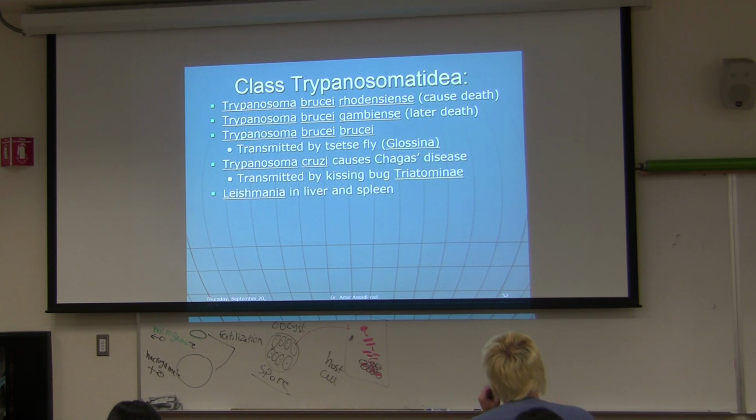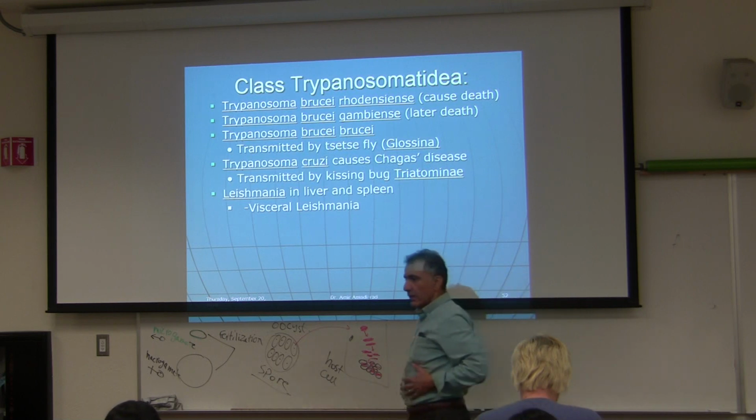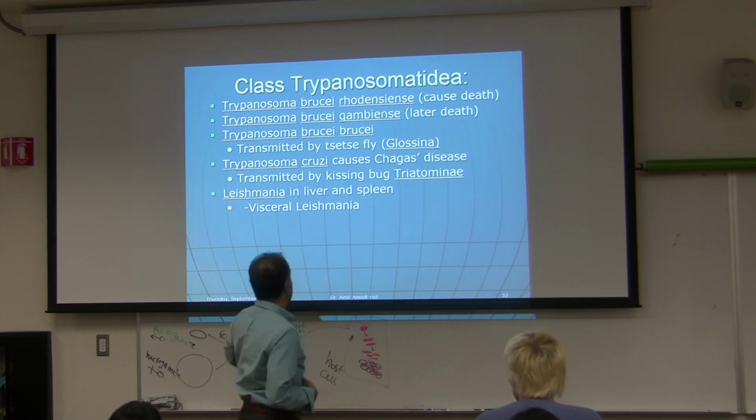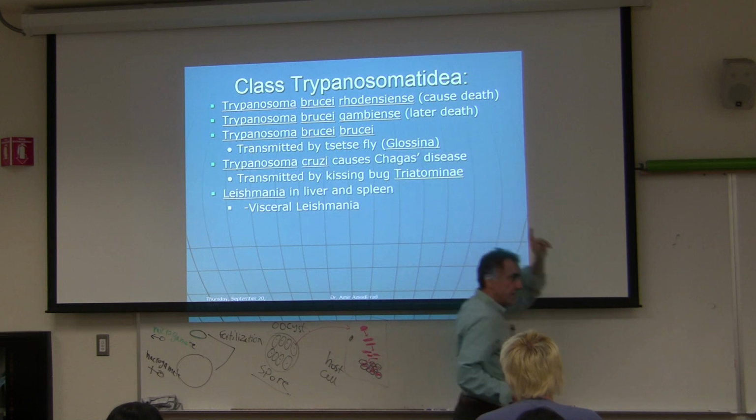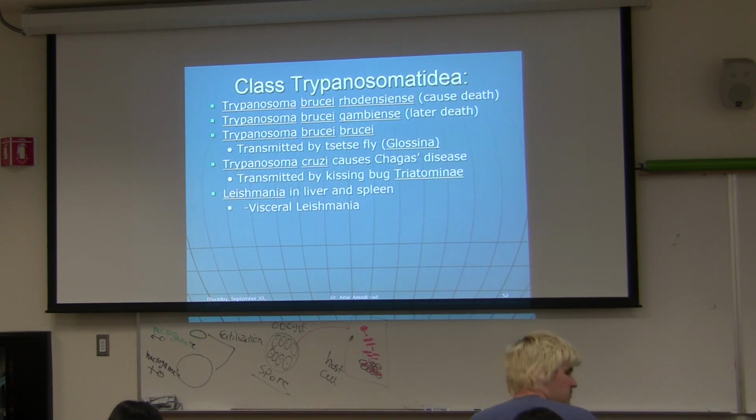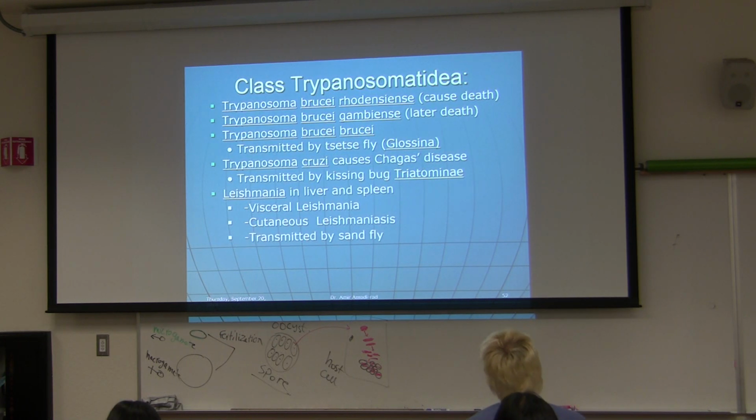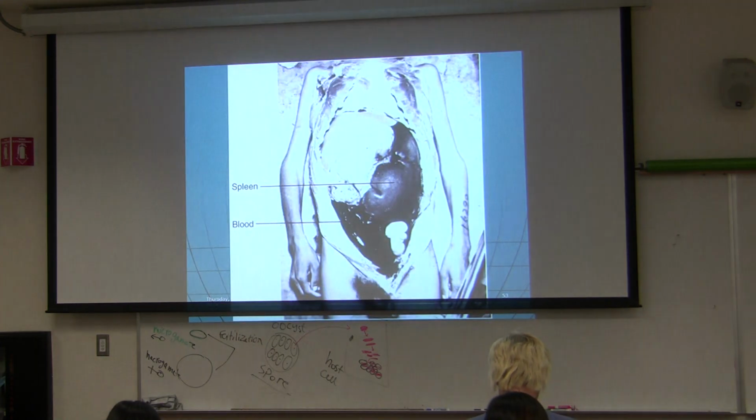Leishmania affects the liver. The next organism in this group, in this class, is Leishmania, which affects liver and spleen. Visceral leishmaniasis. This is your visceral portion of your body, and you will see some pictures here. So it affects your visceral portion of your body. It's called visceral leishmaniasis. And then we have two others. I think I stayed away from subcutaneous, but this is cutaneous leishmaniasis, which affects skin. Leishmania is transmitted by sandfly.